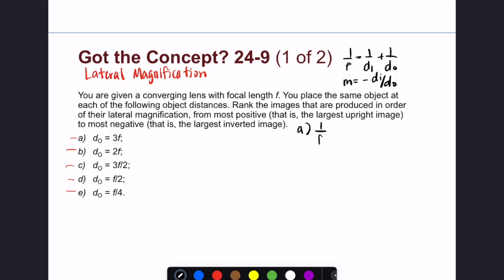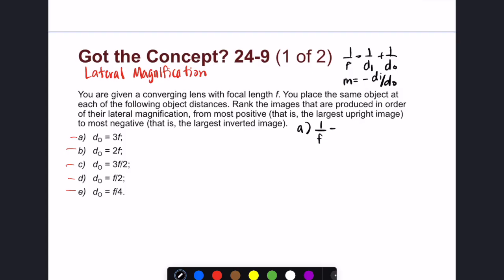So we're going to do 1 over f, and then I'm going to solve for d_i. 1 over f minus 1 over d_o is going to give us 1 over d_i. Our focal length is f, and our d_o for part A is 3f. Let's multiply this by 3 over 3. It's going to be 3 minus 1 over 3f, which is 2 over 3f. That's our 1 over d_i, so d_i is equal to 3f over 2.